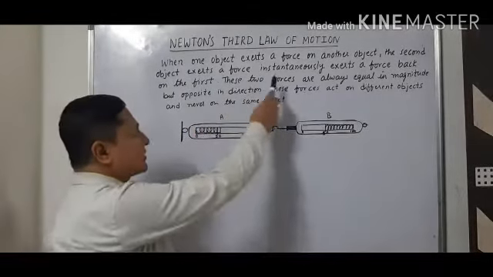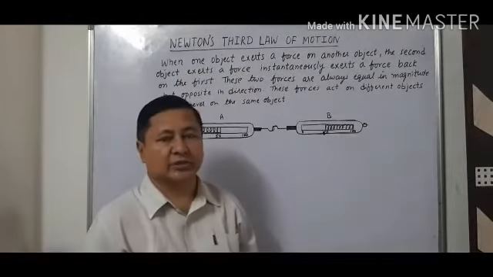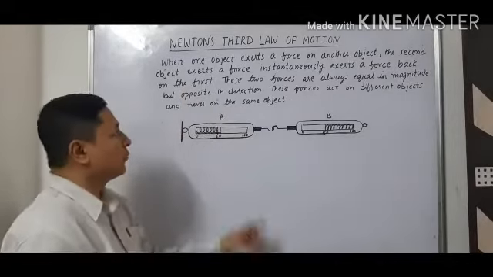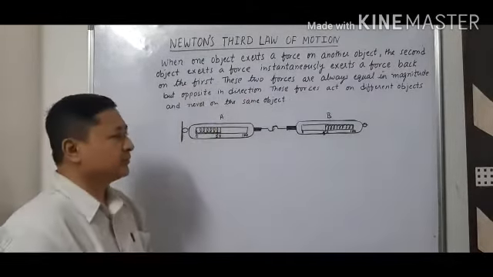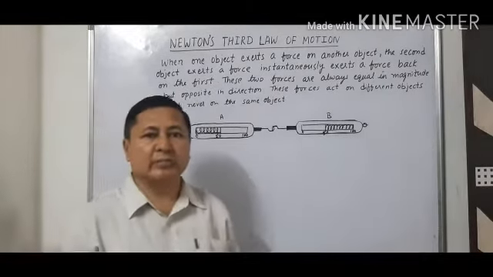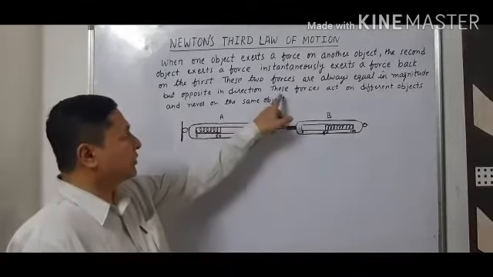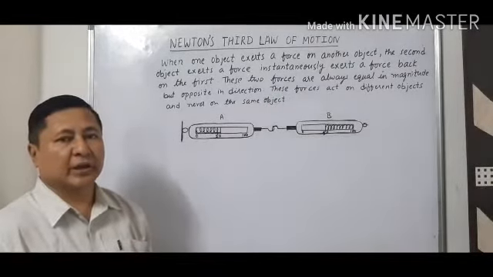When one object exerts a force on another object, the second object also exerts a force instantaneously on the first object. These forces are equal in magnitude but opposite in direction. And one more thing: these forces act on two different objects. They never act on the same object.